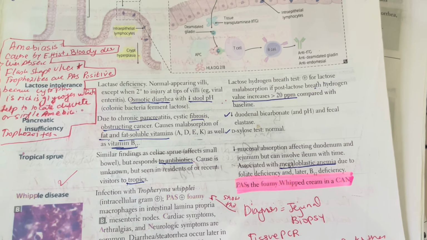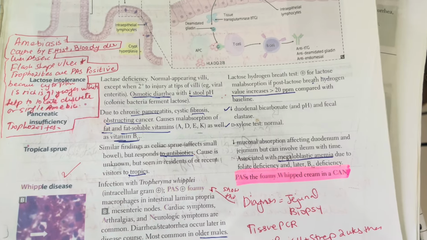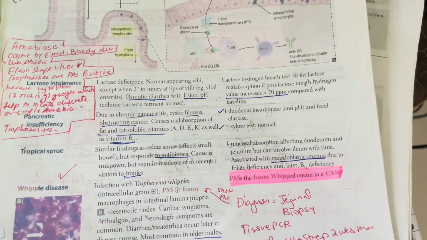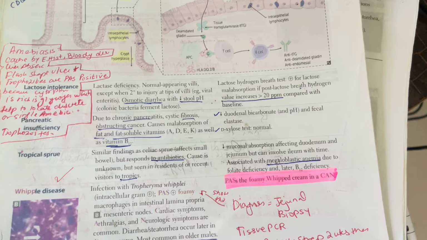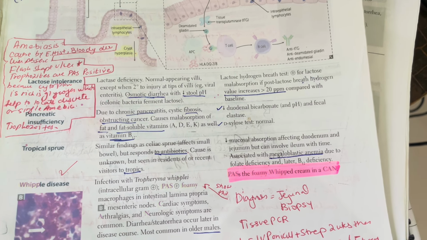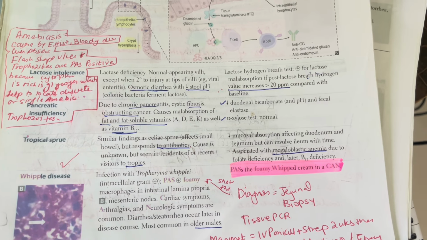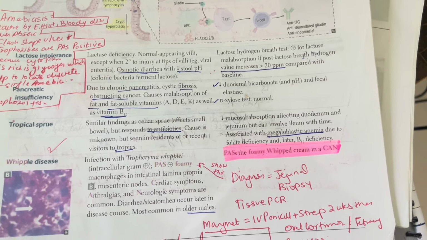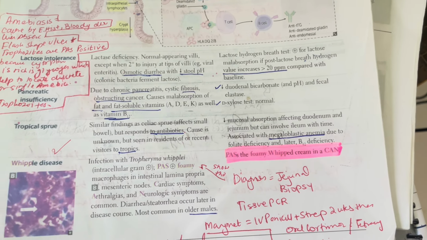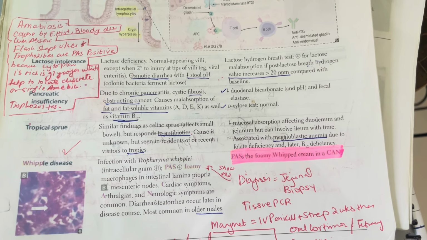Pancreatic insufficiency is actually due to chronic pancreatitis, cystic fibrosis, or cancer, and it causes malabsorption of fat and fat-soluble vitamins as well as vitamin B12. It will lead to decreased bicarbonate and fecal elastase. D-xylose tests are usually normal.